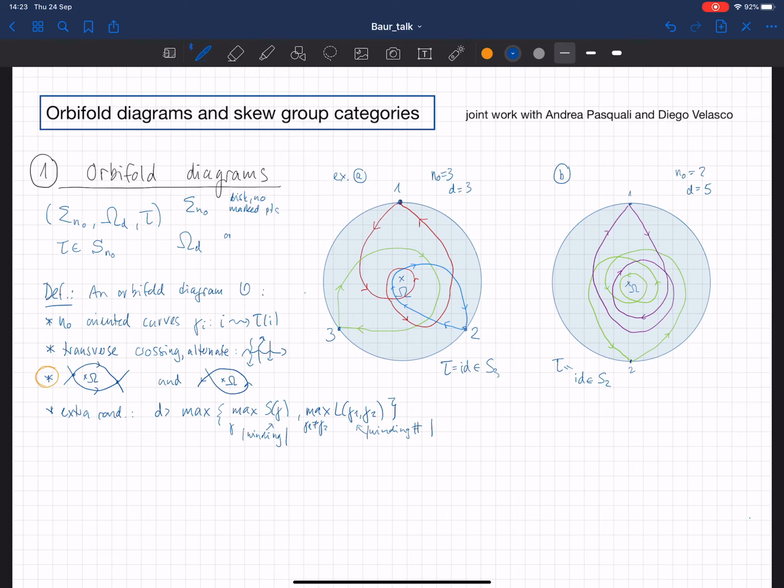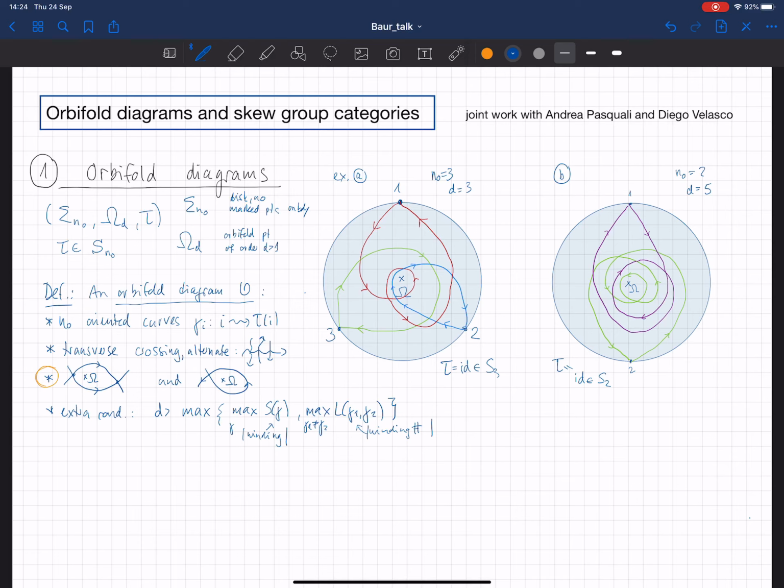Then we have an orbifold point omega of order d larger than 1. And then we also have a permutation tau in the symmetric group on the n0 vertices. Then an orbifold diagram omega O is given by n0 oriented curves in that disk, gamma 1 up to gamma n0, which go from I to tau of I.